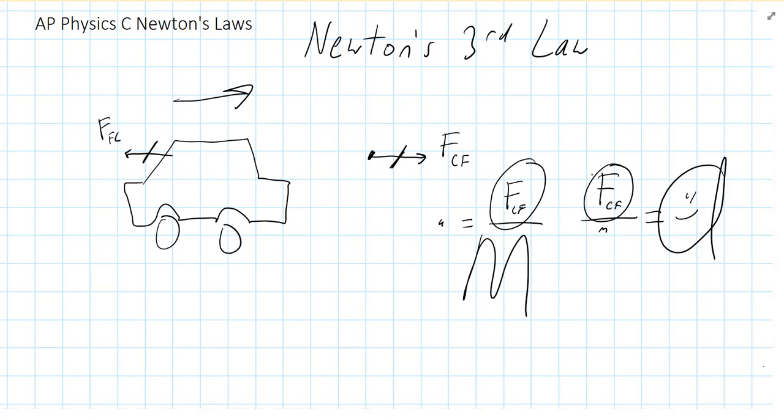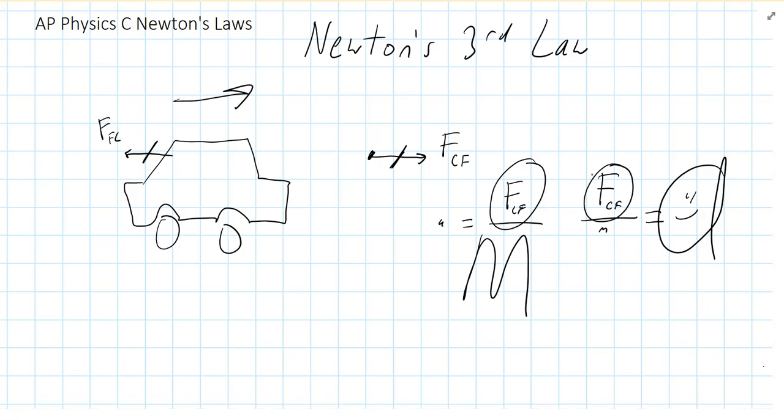Another example would be if you jump up. You push down on Earth, and the Earth pushes up on you. Those forces are equal and opposite. That force acting on you is going to make you accelerate. That same force acting on the Earth's mass, which is something like 6 times 10 to the 24th kilograms, is going to produce a very small acceleration on the Earth, okay?